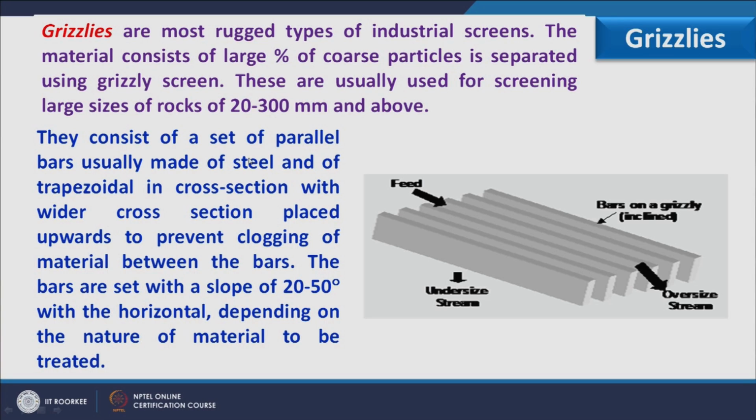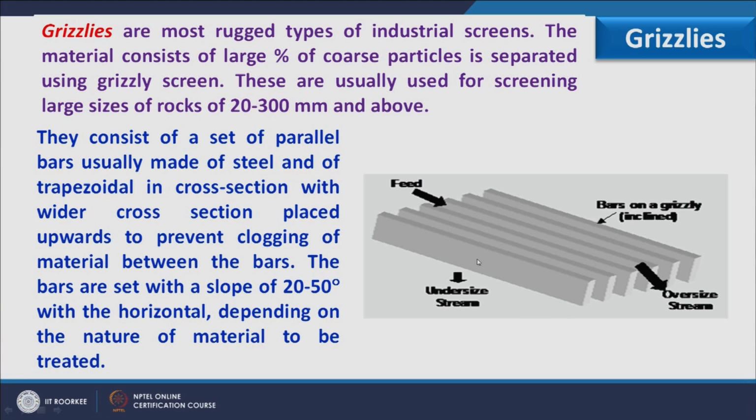So, Grizzlies are the most rugged type of industrial screens. The material consisting of a large percent of coarse particles is separated using a Grizzly screen. These are usually used for screening large rocks of 20 to 300 mm and above. So, if you see, this is the view of a Grizzly.